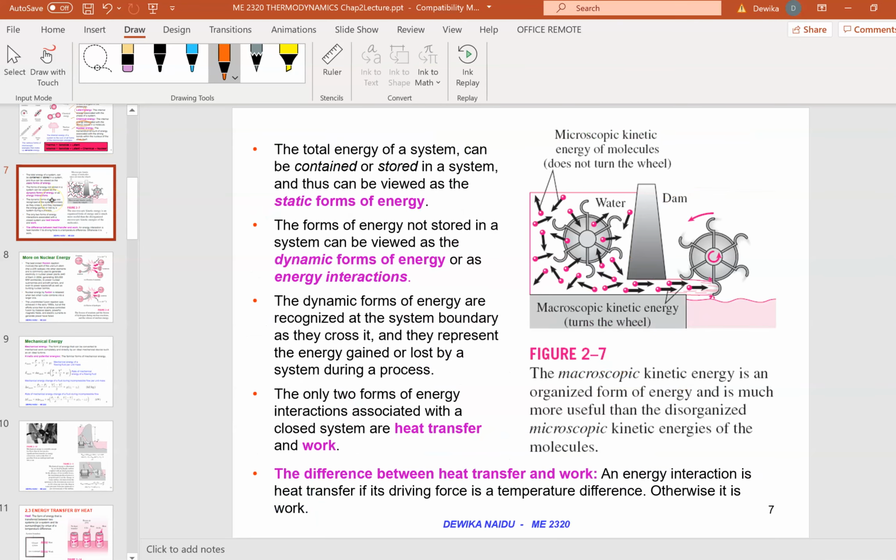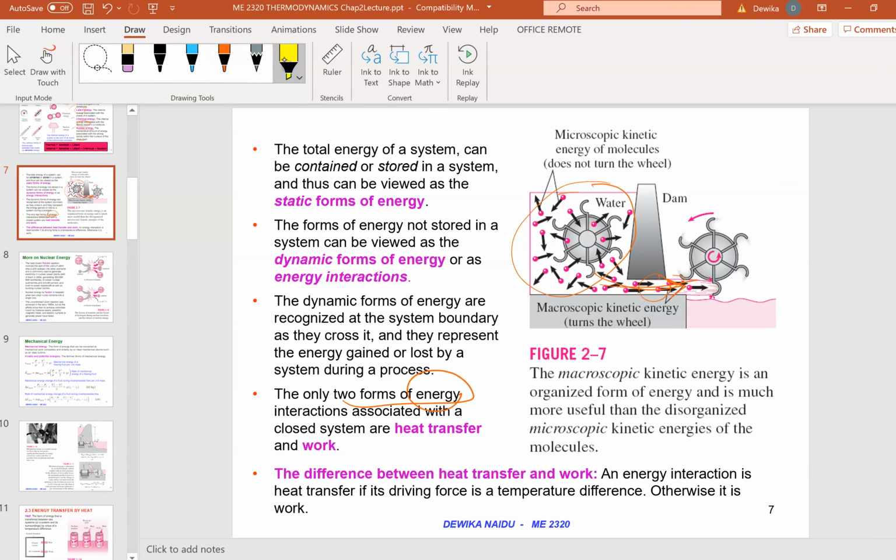Okay, next would be the static form of energy. You see, when an object is not moving, like water in a reservoir. Yeah, it's not moving, right? Water in the reservoir, this is the static form of energy. So when you have an opening here, then this is the dynamic form of energy. Dynamic means movement, static means stay put, not moving.